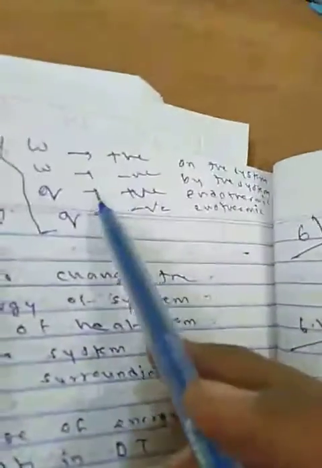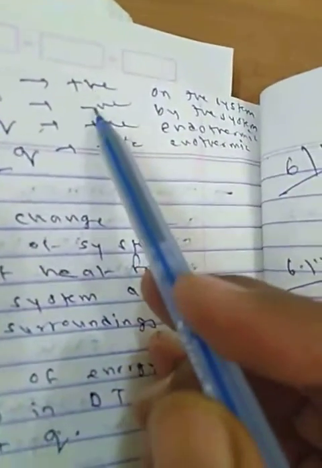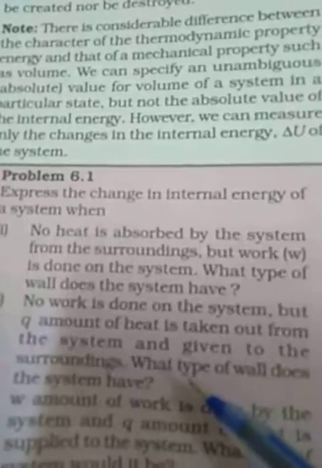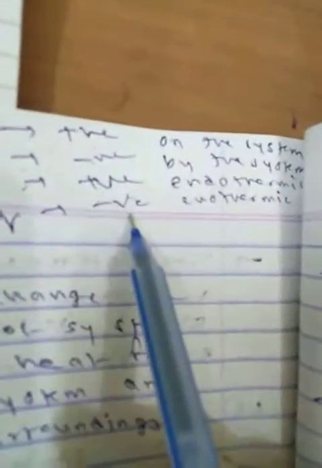Now, work is not done, so there is no positive and no negative. But q amount of heat is taken out from the system. When heat is out, it means negative. At that time you have to describe it.